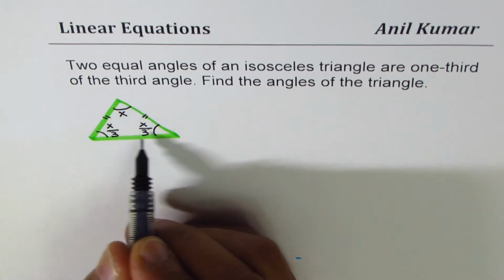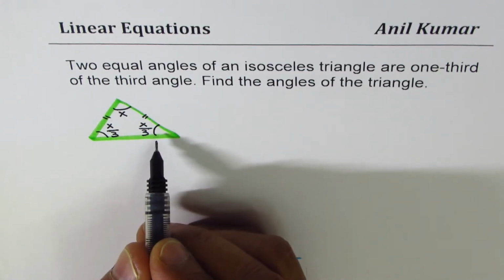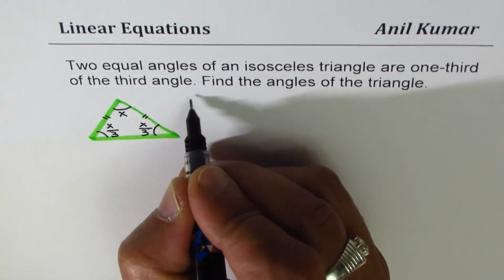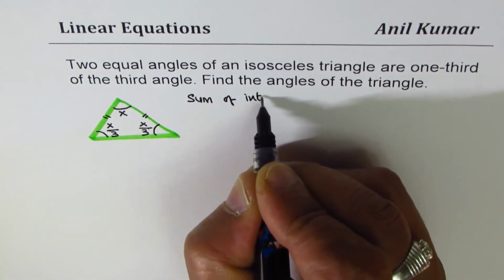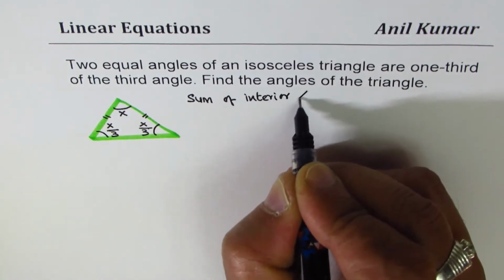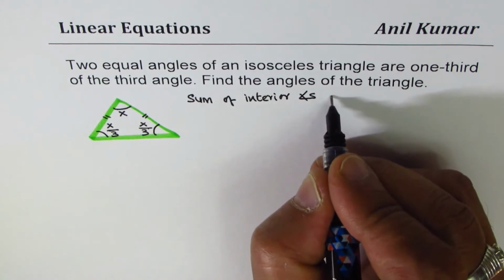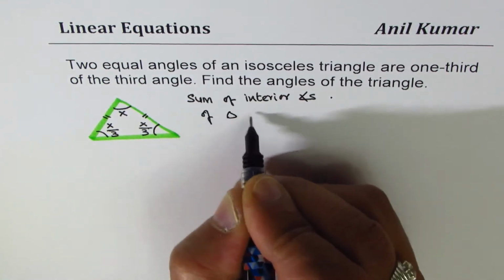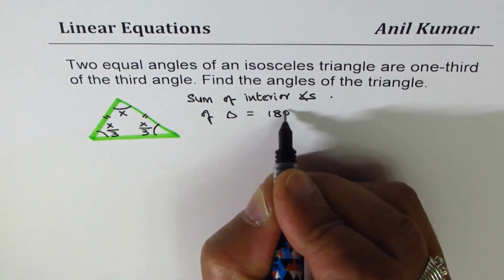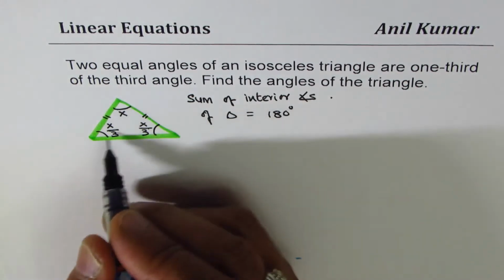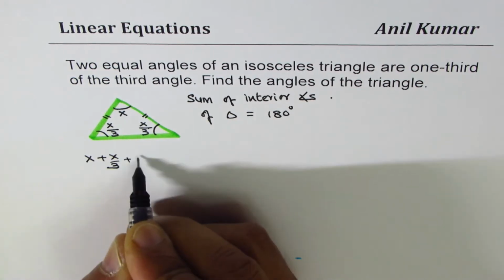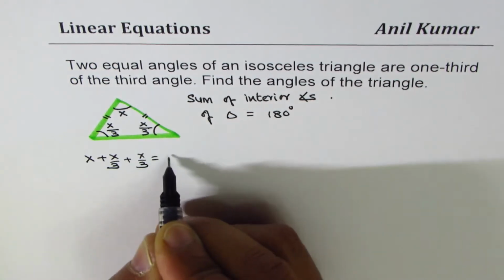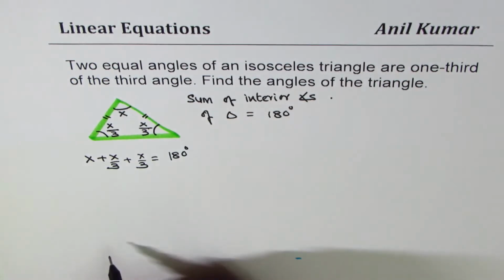Now what is the sum of the angles of a triangle? Sum of the angles of a triangle is 180 degrees, right? So the strategy is sum of interior angles of a triangle equals 180 degrees, correct? So you could add this. You can say x plus x over 3 plus x over 3 is equal to 180 degrees.